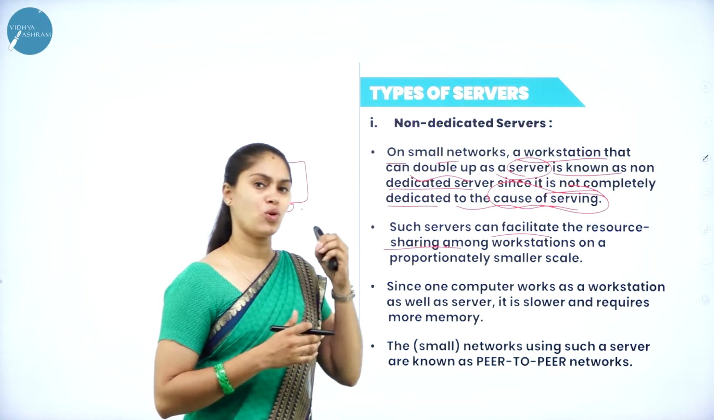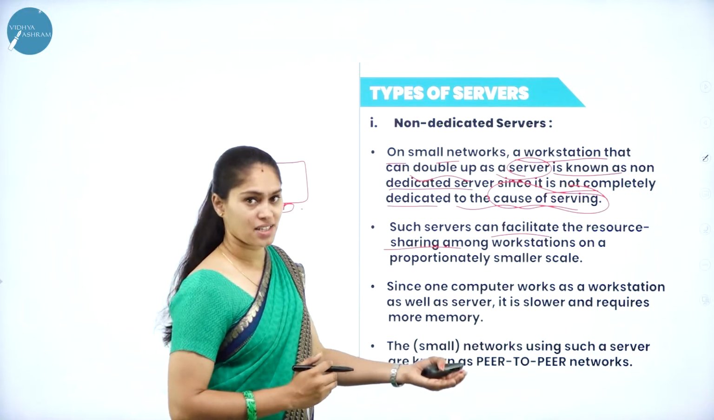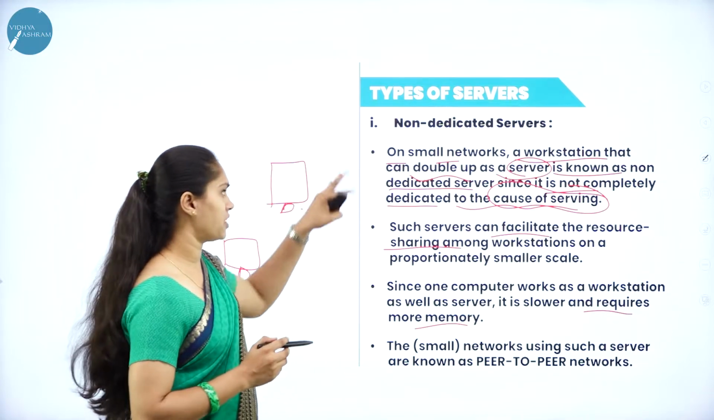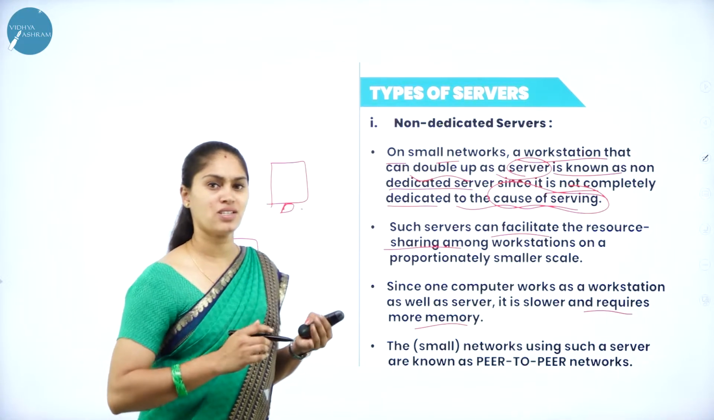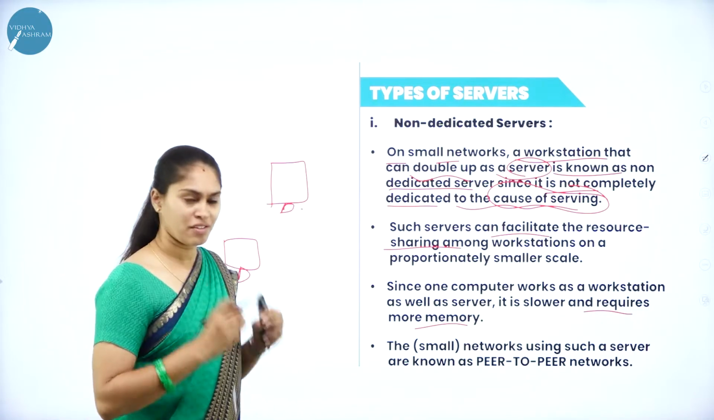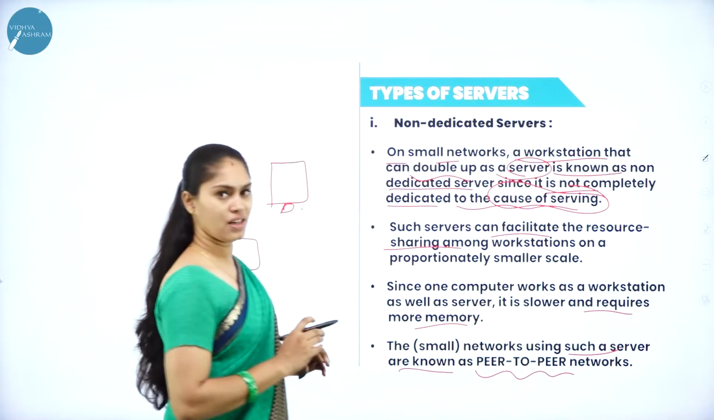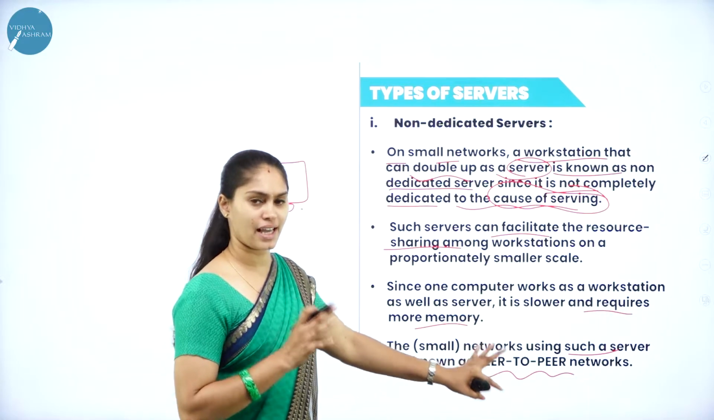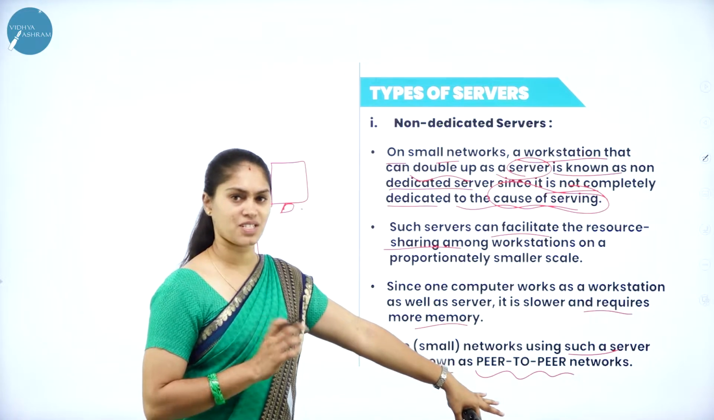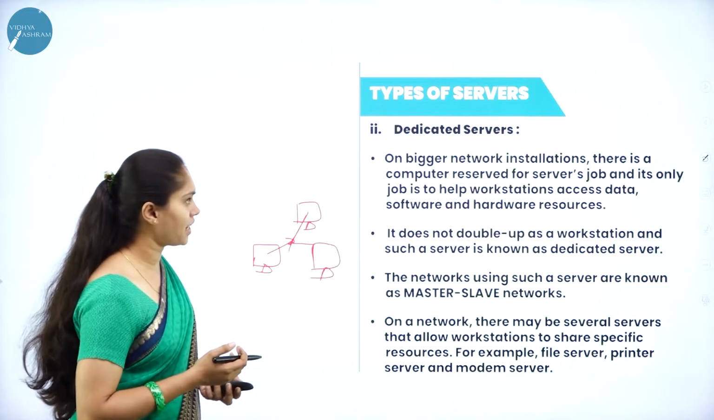When it is acting as both the workstation as well as a server, then it will be slower than the dedicated servers, and it also requires more memory space. That is also one of the drawbacks of this non-dedicated server, because it is taking the overburden of both workstation as well as the server. So if a network is using this kind of server, it will be considered as what? Peer-to-peer network. One computer acts as both server as well as workstation, which is connected to the network. This is non-dedicated. What about the dedicated server?